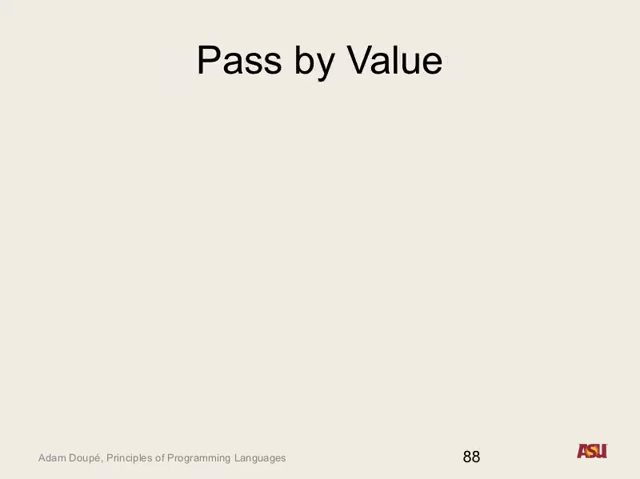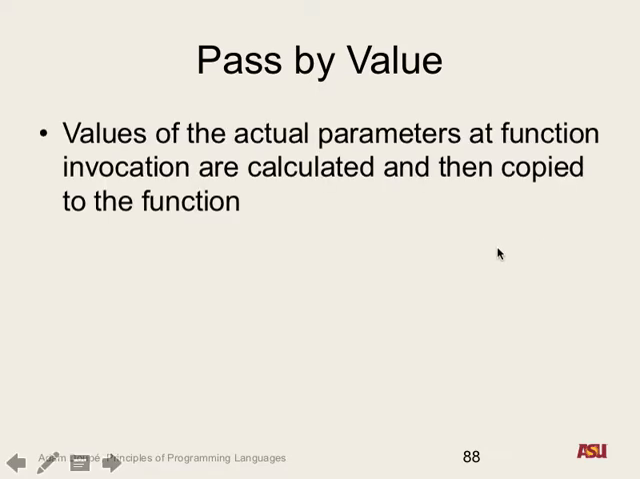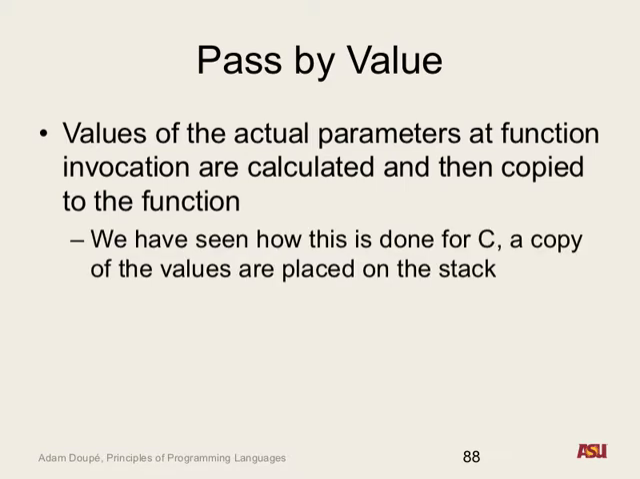So pass by value should be kind of similar to the way you think about it, right? You are passing the actual values at function invocation time. So the values are calculated and then copied to the function, right? The function receives a copy of those values that are passed in. And we just saw exactly how that's done for C, right? In that example, a copy of the values is placed on the stack for that function invocation.